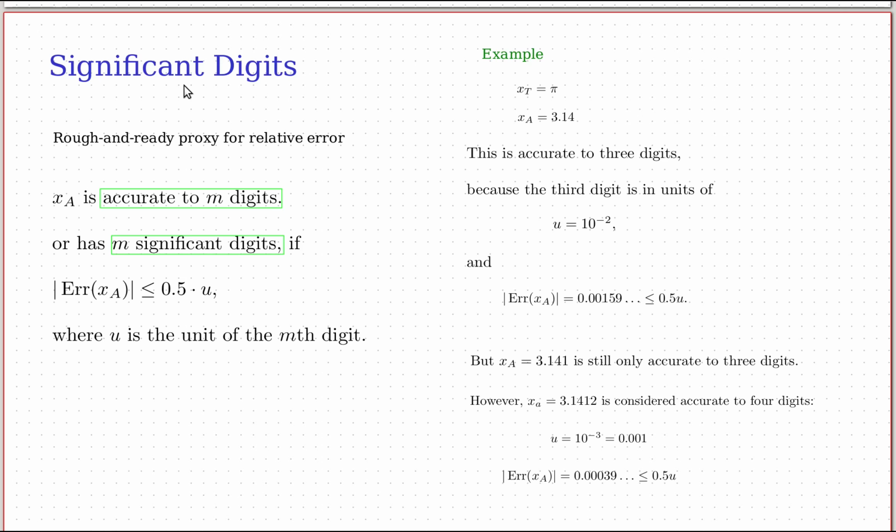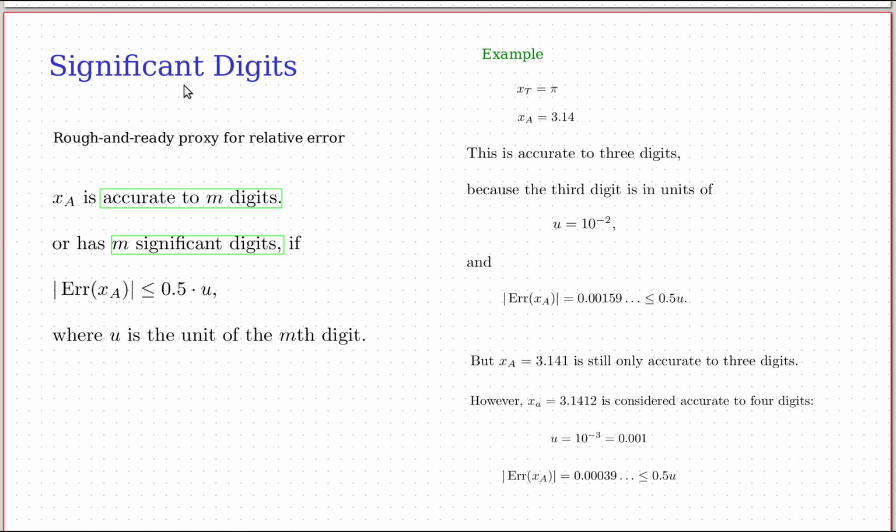Relative error is a nice, precise way of measuring error, and it's well behaved under multiplication and division, as we'll see, and under operations by differentiable functions. However, it's not always immediately apparent what the relative error is in a number you're working with, and sometimes it's easier to work with a less precise concept, but a more perspicuous, more visually obvious concept, which is that of significant digits, right?